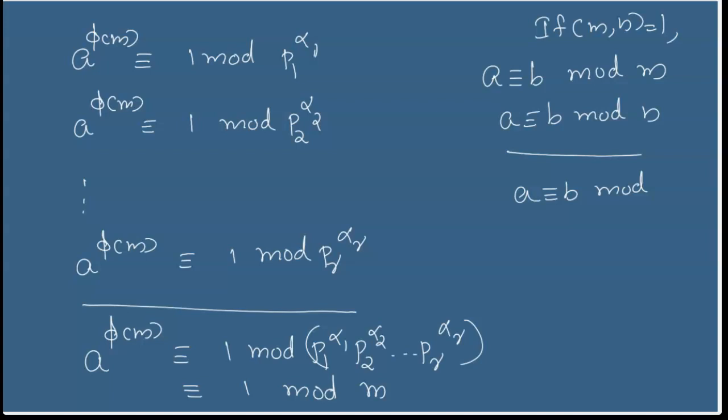Thus, we have proved that if m is any positive integer, then a raised to φ(m) is congruent to 1 modulo m.